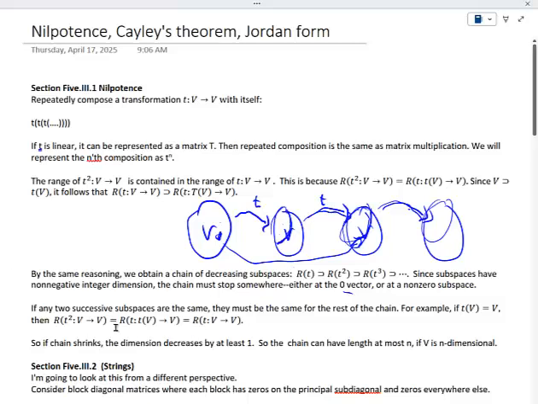Okay, so that's the idea. If any two successive subspaces are the same, they must be the same for the rest of the chain. And so if the chain shrinks, the dimension decreases by at least 1, so the chain can have at most length n if V is n-dimensional. Okay, so that's the background for what we're trying to do in understanding nilpotent transformations.